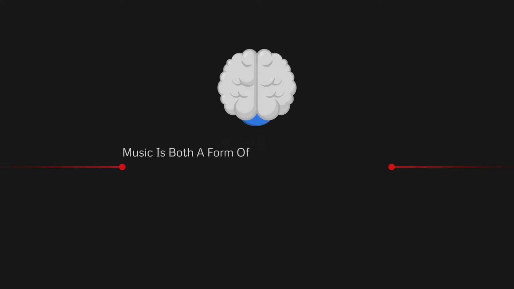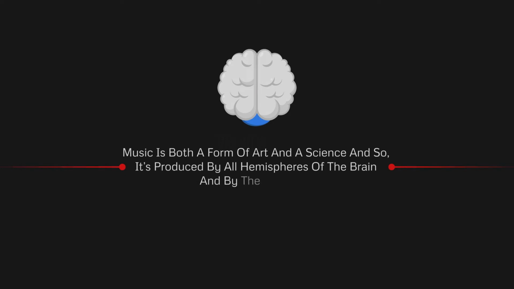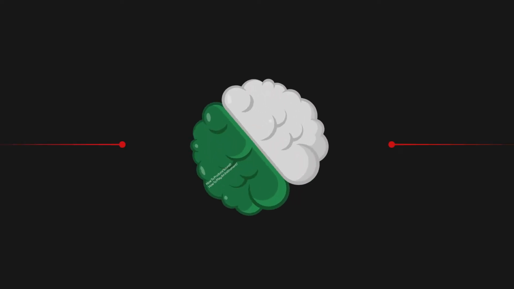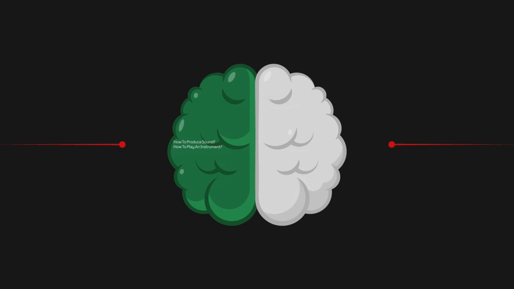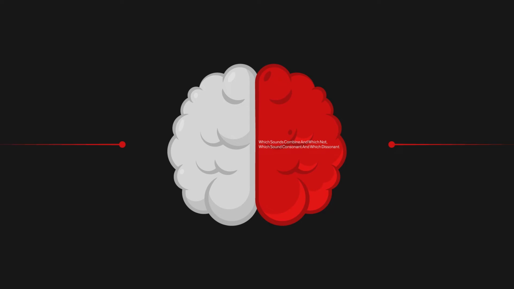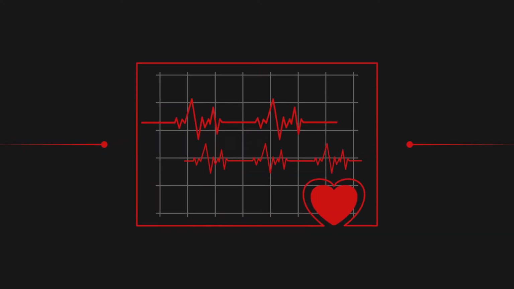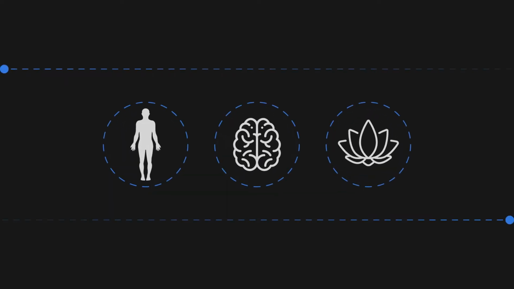Music is both a form of art and a science, and so it's produced by all hemispheres of the brain and by the emotions. The melody, which is the science, how to produce sound, how to play an instrument, is created by the left side. The harmony, which sounds combine and which not, which sound consonant and which dissonant, is the responsibility of the right hemisphere. The rhythm or beat is the responsibility of the body, in concrete, the heart. And so, the essence of music, like that of the human being, is formed of three parts: body, rhythm; mind, melody; and spirit, harmony.